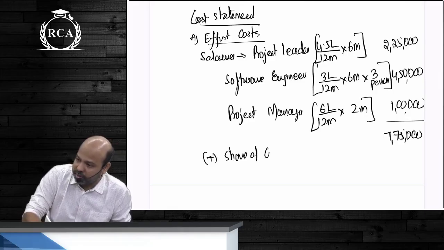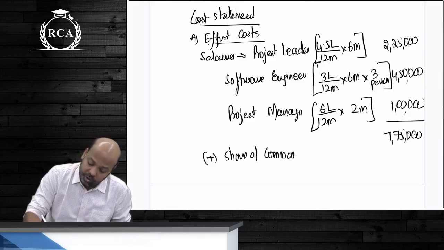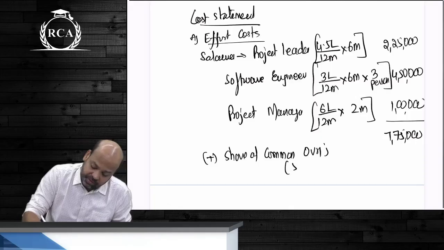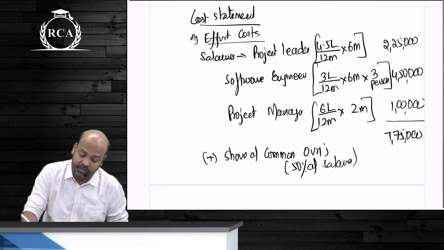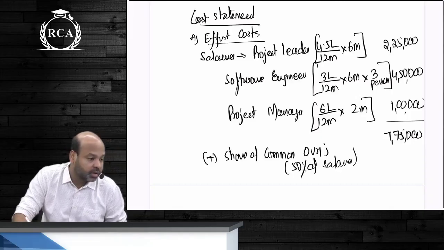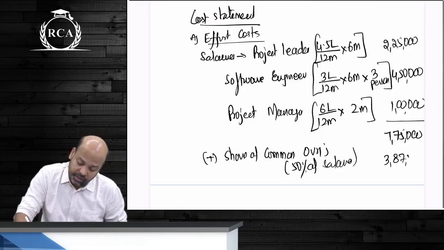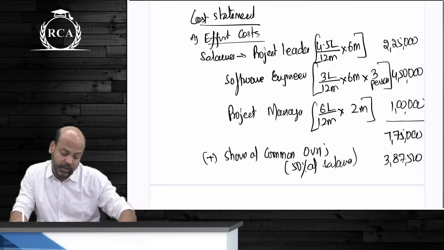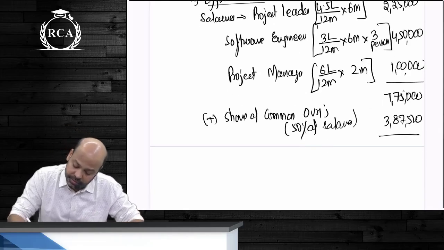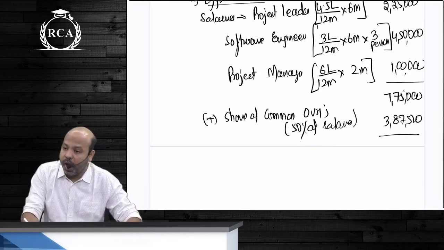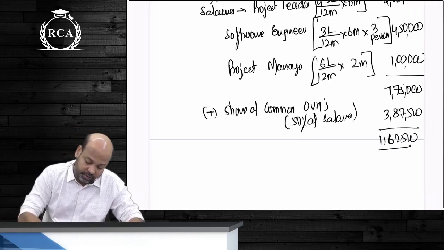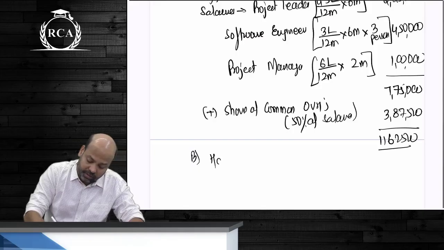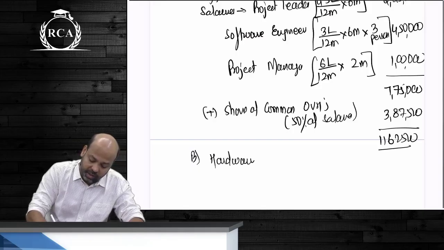समझ में आ रहा है नहीं आ रहा है? The share of common overheads, beta, should be 50% of salaries, guys. And that 50% of salaries, beta, will be 387,500. यहाँ तक का टोटल कितना हो गया? 1162,500, guys.